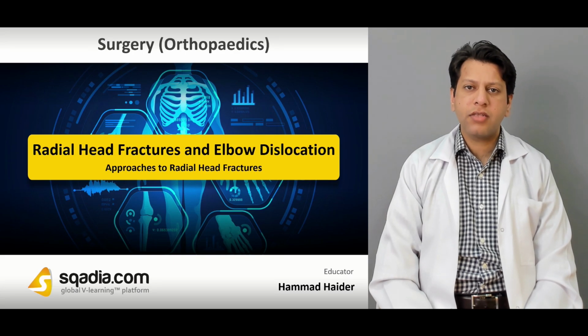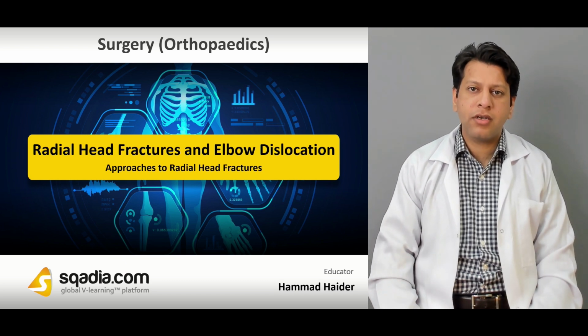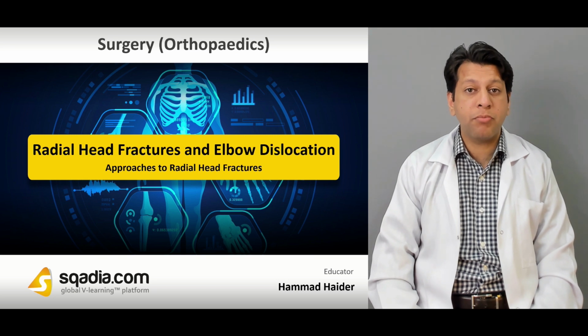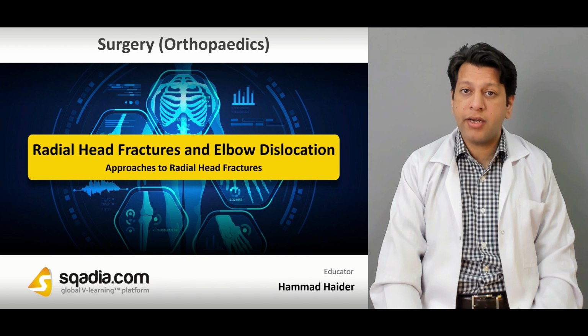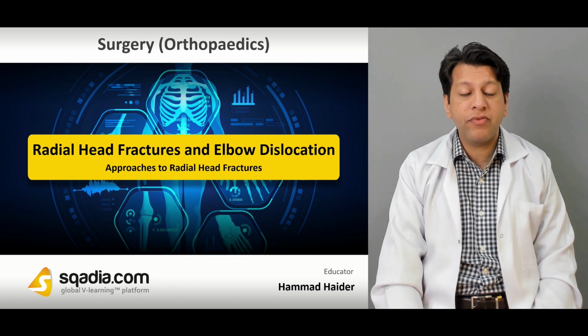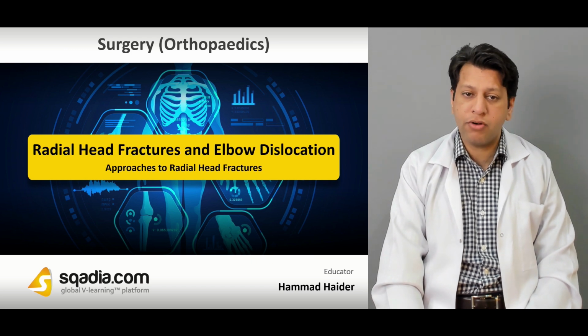Now moving on to our third section, that is the approaches to the radial head. We have discussed briefly in the first two sections the radial head fractures, how they present, what the pathophysiology is, how to make a diagnosis, and what the treatment is for different types of radial head fractures, especially Mason type 1, 2, 3 and 4 accordingly.